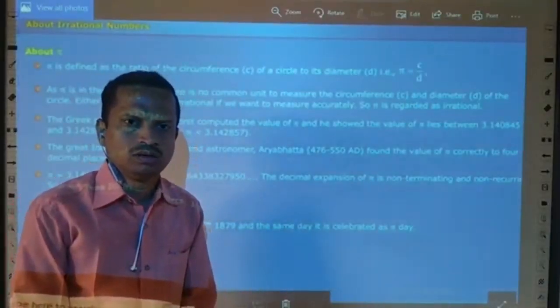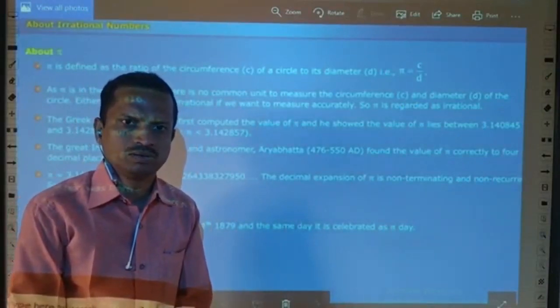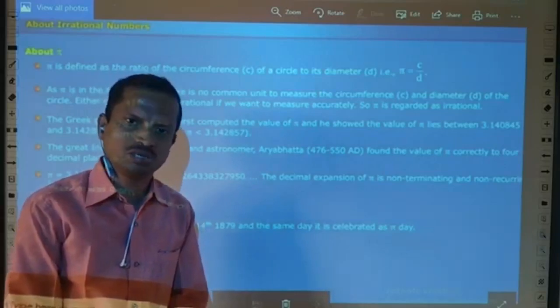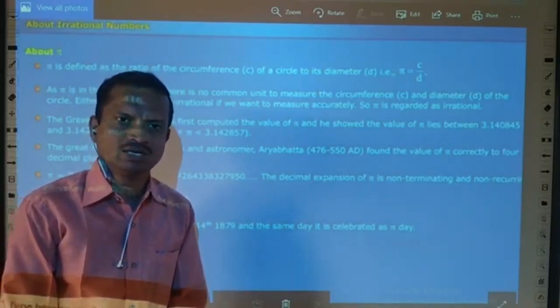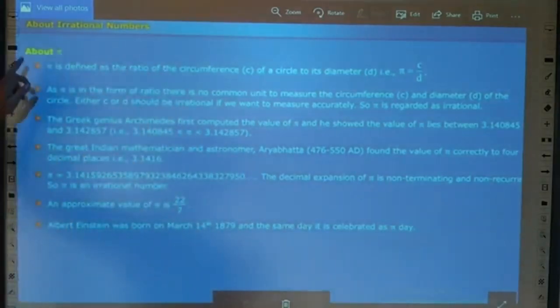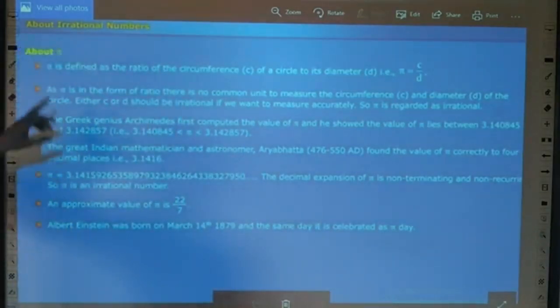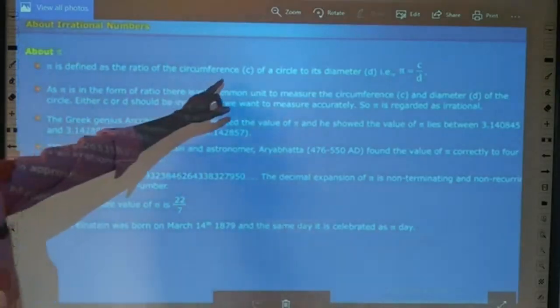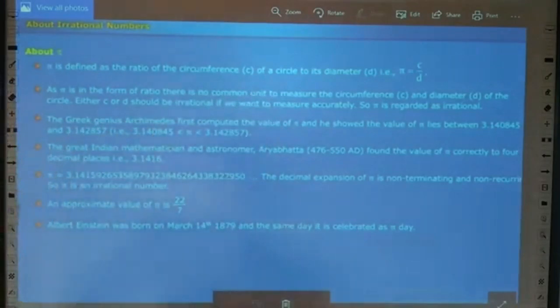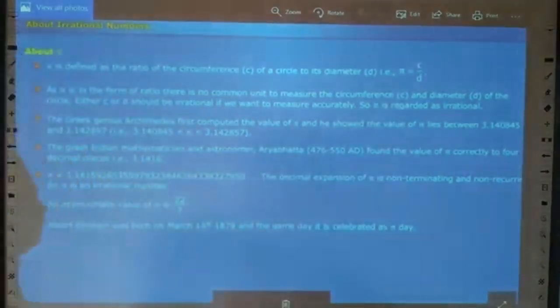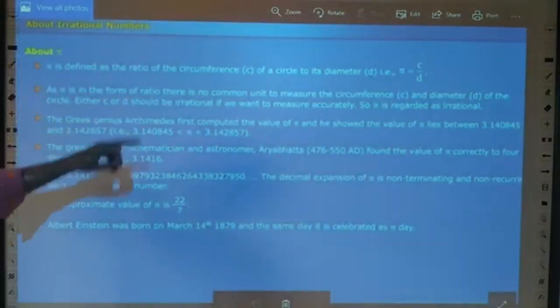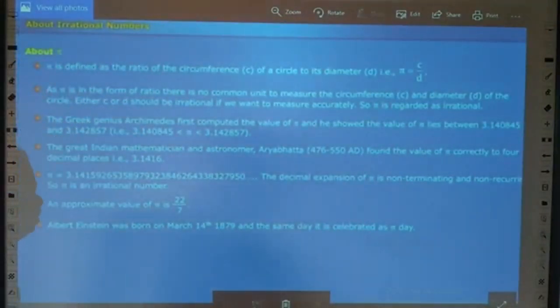And now, what about the value of pi? You always use the value of pi in measurement. But is it rational or irrational? Let us see that. About irrational numbers, that is about pi. Pi is defined as the ratio of the circumference of a circle to its diameter. That you know, pi equals c by d. As pi is in the form of a ratio, there is no common unit to measure the circumference and diameter of the circle. Either c or d should be irrational if we want to measure accurately. So pi is regarded as irrational.